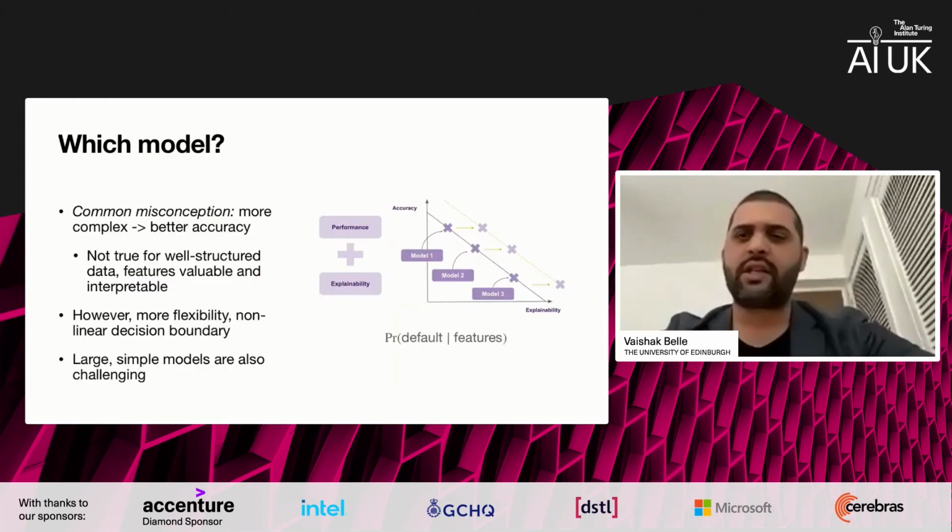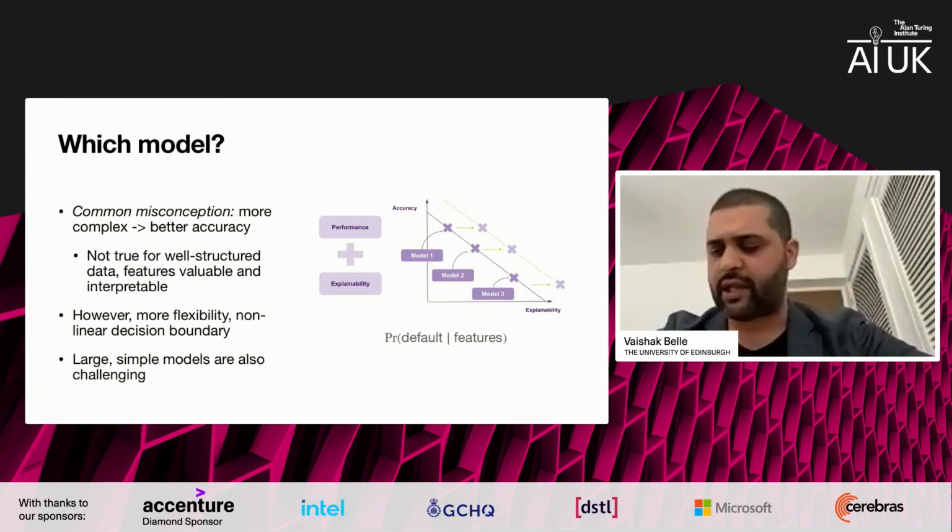Now, there is a trend, I would say, to think that the only way to get improved performance is by using more and more complex models, a representative example being deep learning. Now, it turns out that this is not really always true.